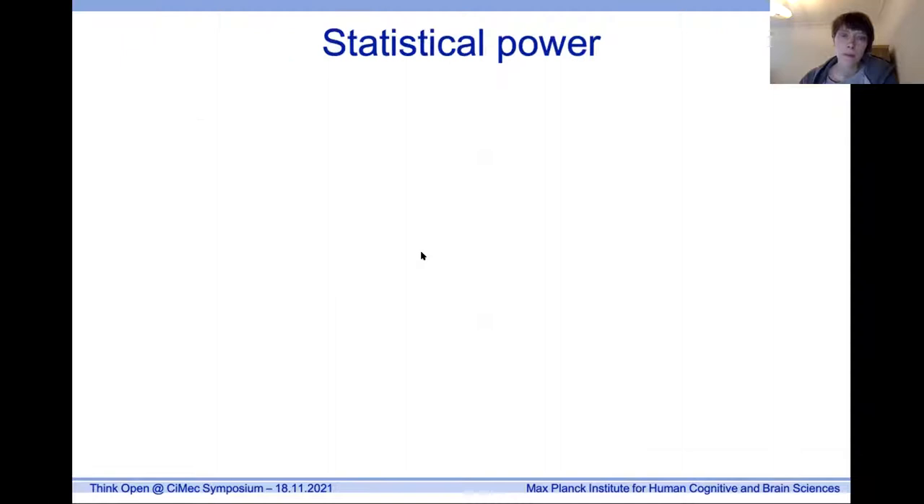Now let's come to the topic of statistical power. I just have a short recap question. I asked you to indicate the correct definition of statistical power. It's the probability to accept the alternative hypothesis. It's the probability to reject the null hypothesis when the alternative is true. Or the probability to accept the null when the alternative is actually true. Let's wait for a bit, but the tendency looks good.